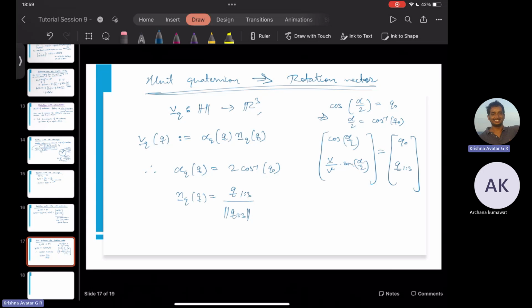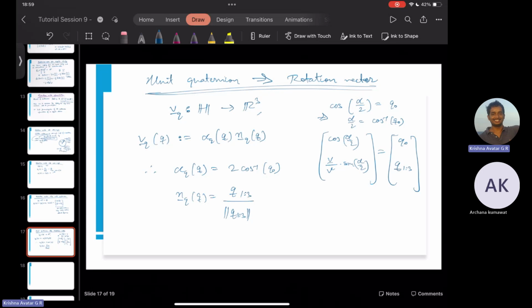So with this we are able to complete what we had intended for quaternions and rotation vectors. So now I would just like to discuss a little bit about what was taught in week 8 of this course.